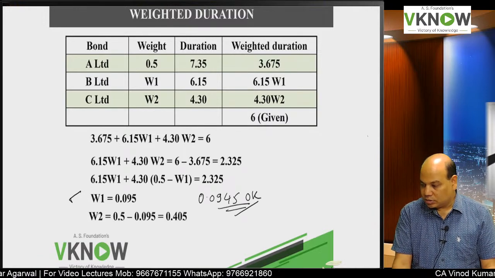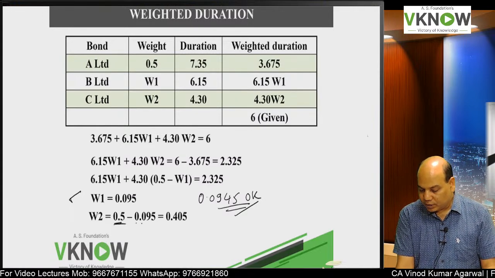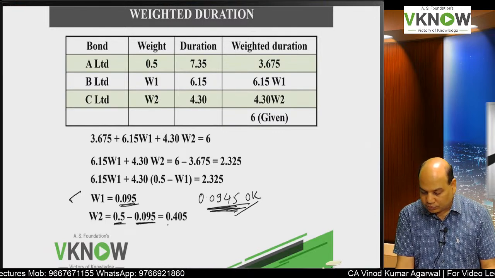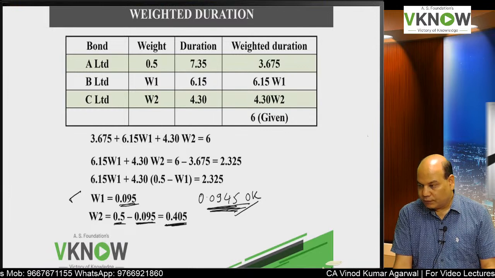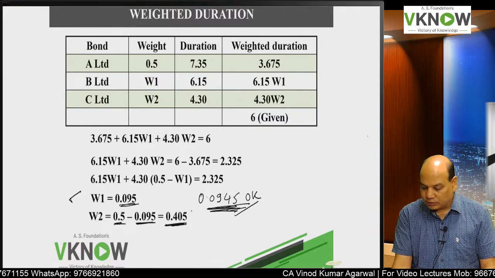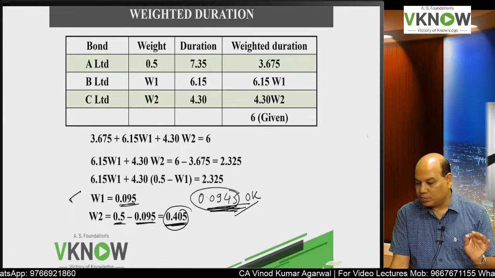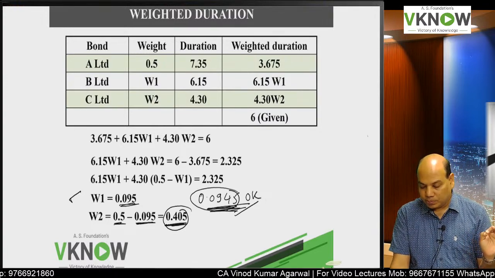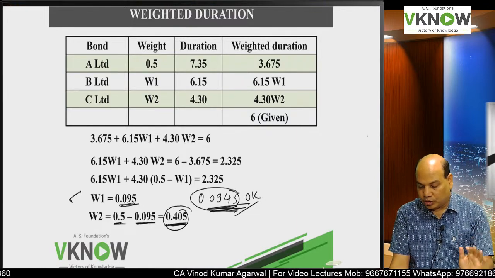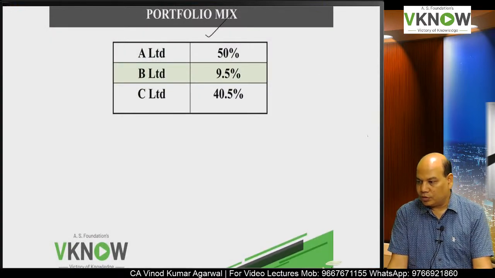And what will be the weight of second or the bond C? 0.5 minus previous answer. If you have got 0.095, right, no problem. So your answer is close to 0.405. Very good. So finally we got the weightage of all the three bonds. Bond A is already 0.5, bond B should be 0.095 or 0.0945, and bond C will be 0.405.